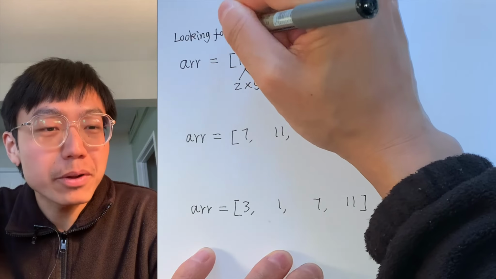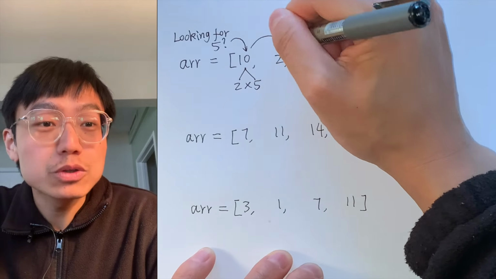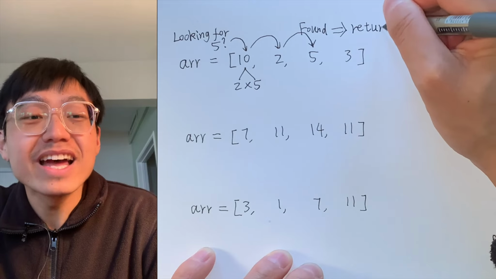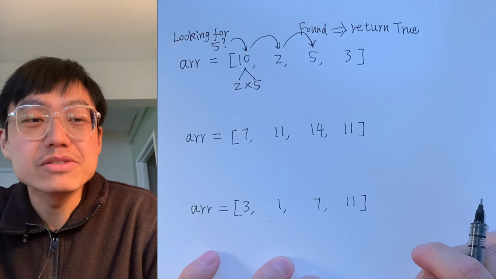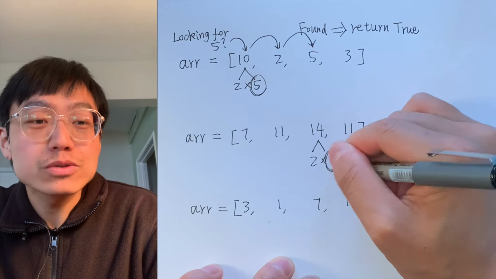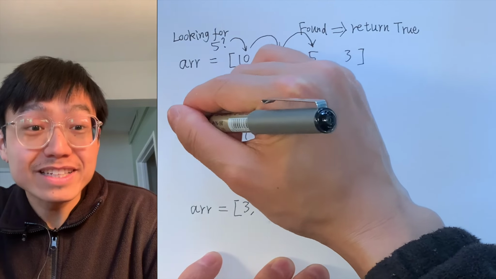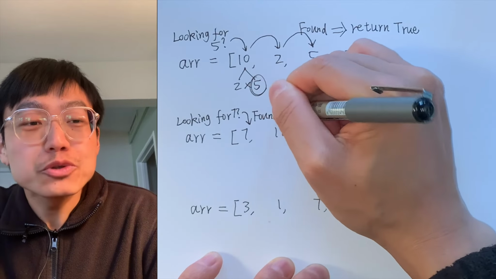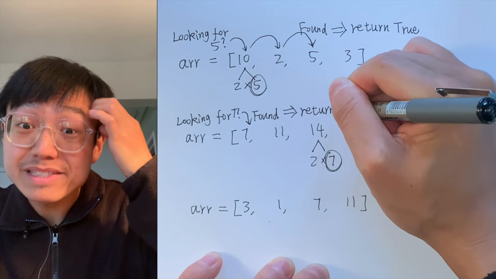The first example, n equal to 10 is a double of m equal to 5. That is, 10 is 2 times 5, so it returns true. The second example, n equal to 14 is the double of m equal to 7. That is, 14 is 2 times 7.